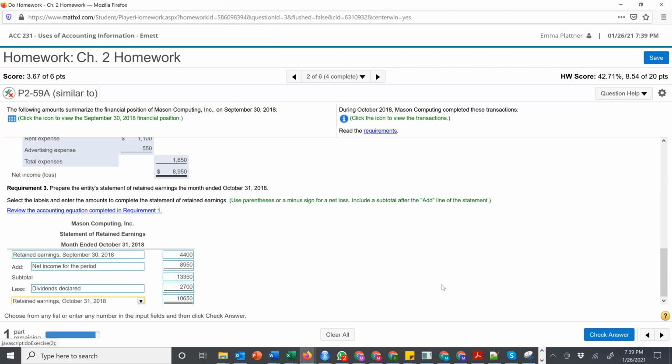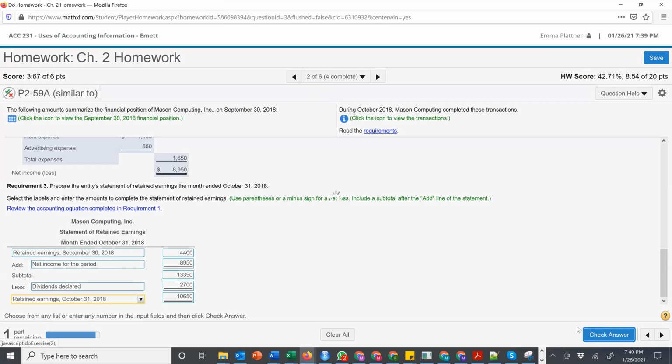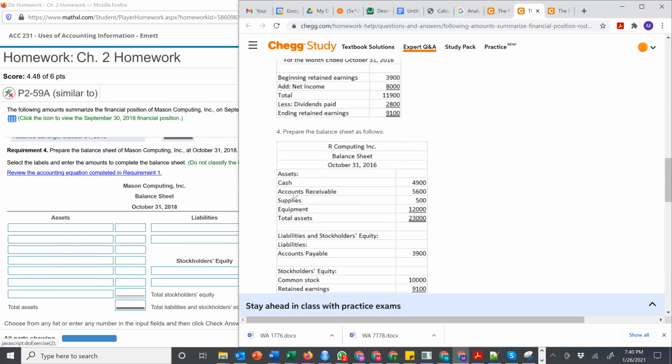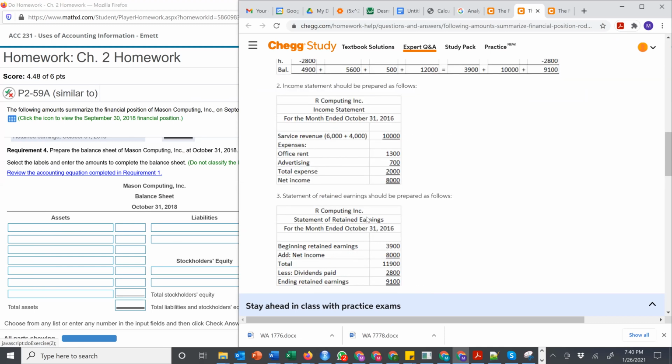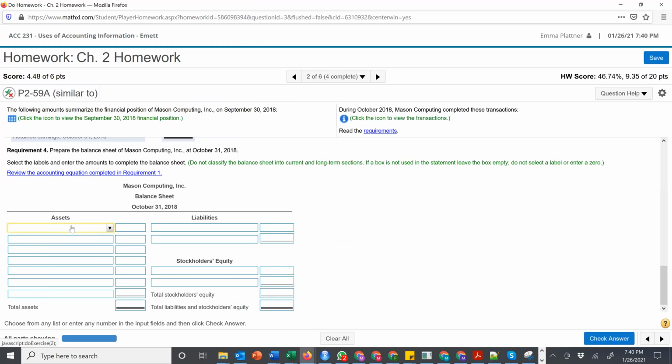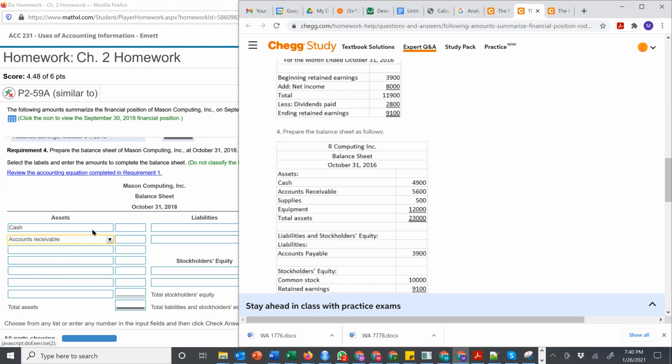Yeah. Okay. There's more. My gosh. Okay. Assets. So this is a balance sheet. I guess if I were taking this class, I would want to know exactly what goes on in every one of these statements. So this balance sheet has all these different assets on it: cash, accounts receivable, supplies, and equipment.